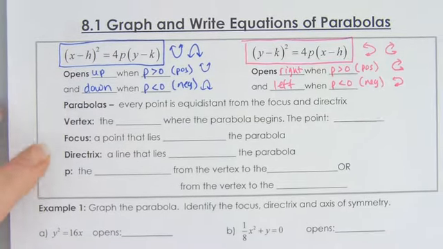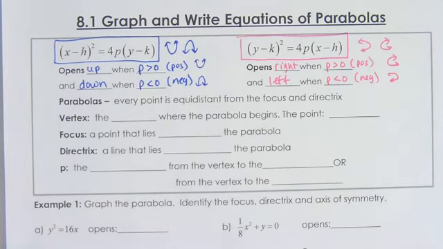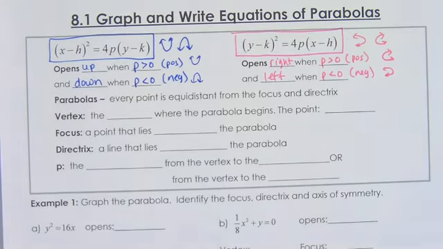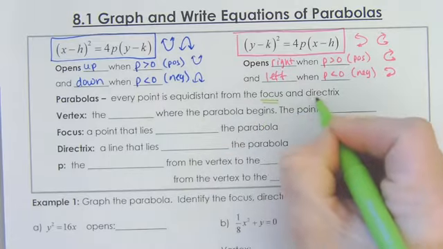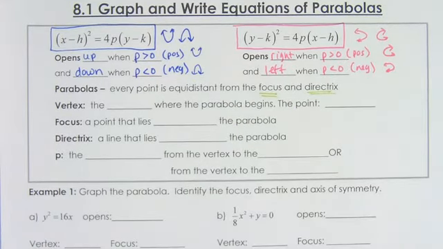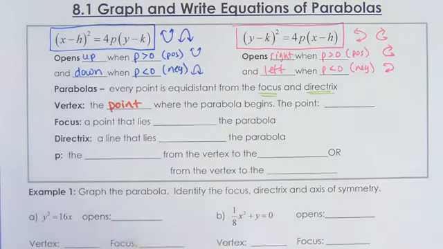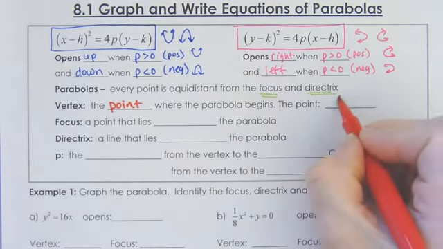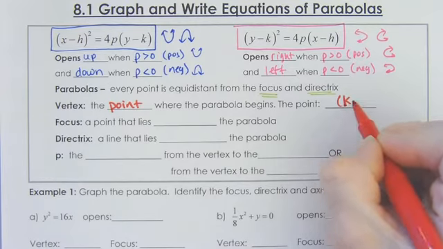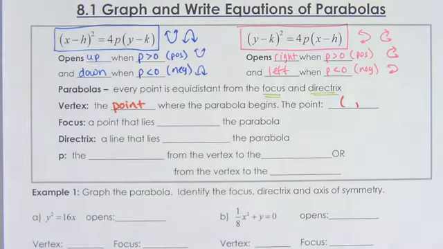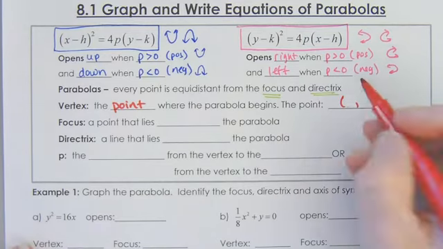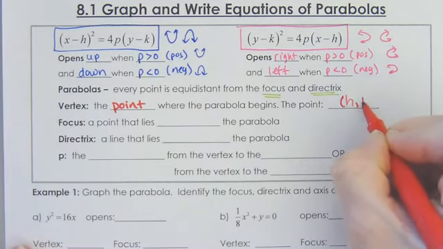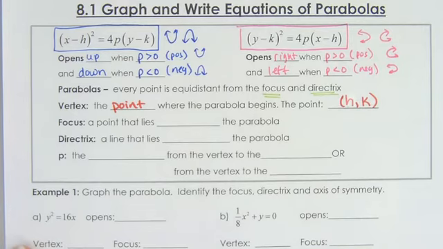Okay, parabolas. Every point is equidistant from something called the focus and the directrix. And I'll show you what those mean in just a minute here. The vertex, hopefully you guys remember what the vertex is. The vertex is just the point where the parabola begins. Or, it's (h, k) here. So it's the point (h, k). So the vertex, just like it was before.